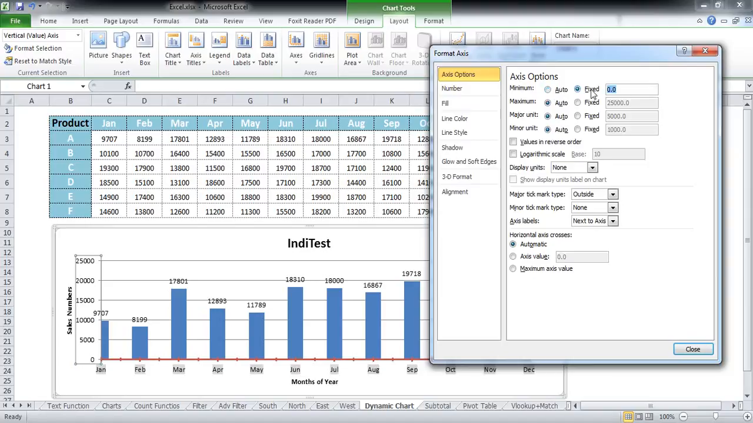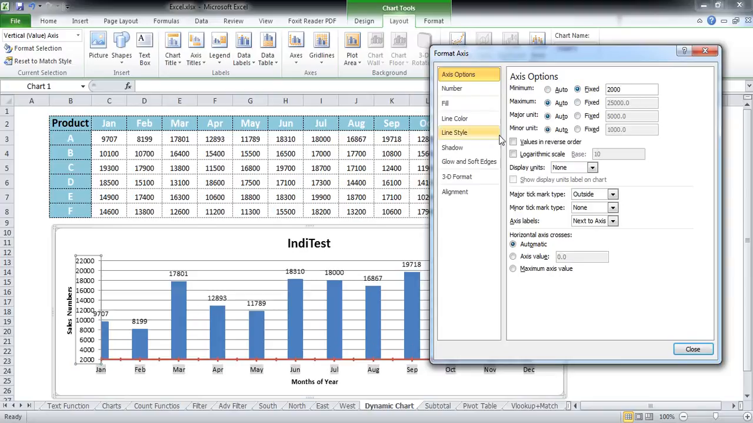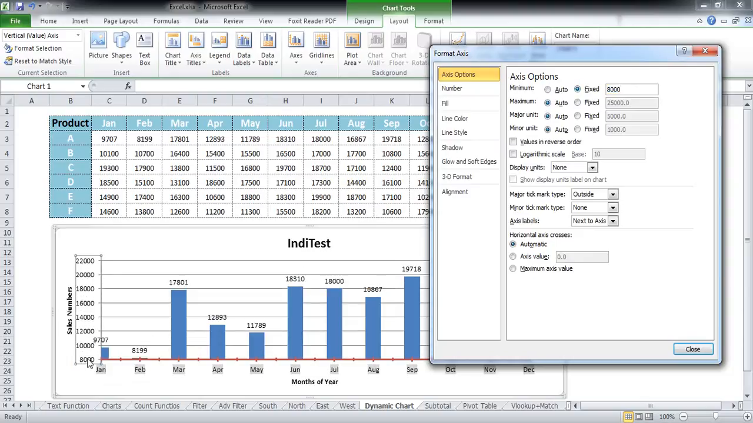So I fix it to say 2000. So there you go. You can see that the whole of the chart has now been modified to accommodate the fact that the minimum value associated with my axis would be 2000. I can change the whole thing to say 8000, and you can see a similar thing would be reflected over here. You can see the bars have become even smaller, because instead of 0 as my smallest value, I have put 8000 as my smallest value, and the number 9707 appears just right here.